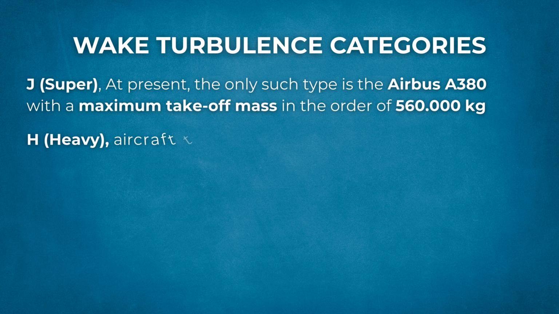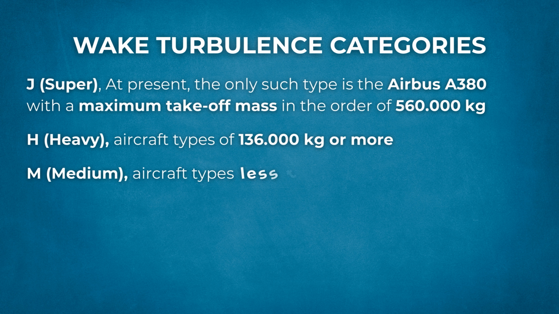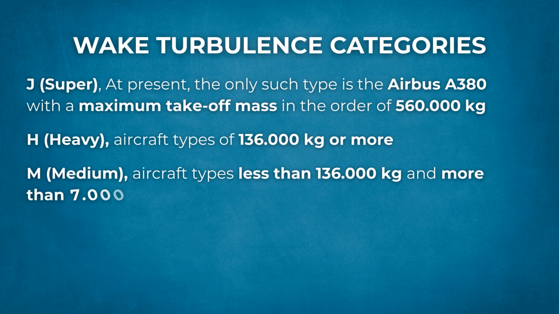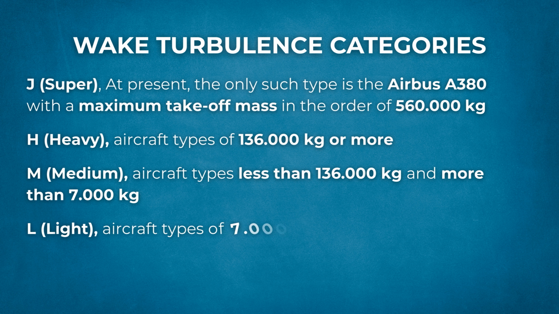2. H, Heavy. Aircraft types of 136,000 kilograms or more, except those specified as J. 3. M, Medium. Aircraft types less than 136,000 kilograms and more than 7,000 kilograms. And 4. L, Light. Aircraft types of 7,000 kilograms or less. Variants of an aircraft type may fall into different wake turbulence categories.